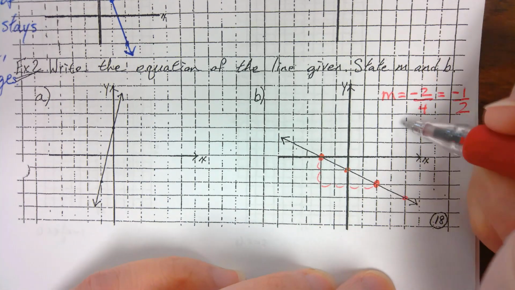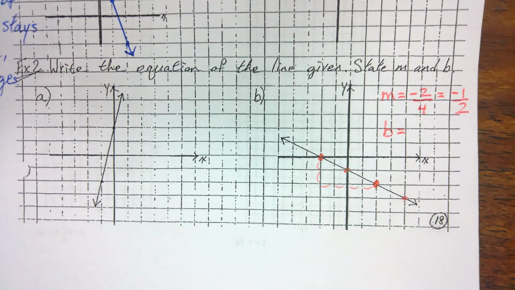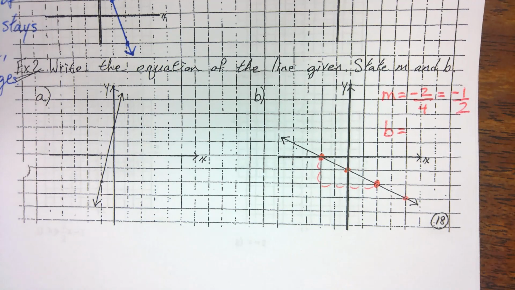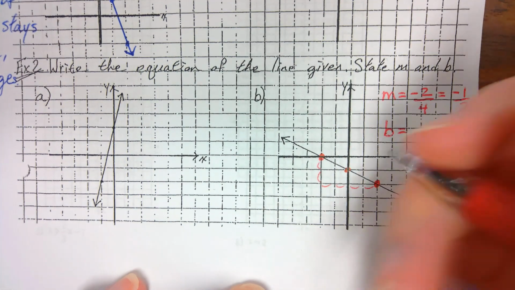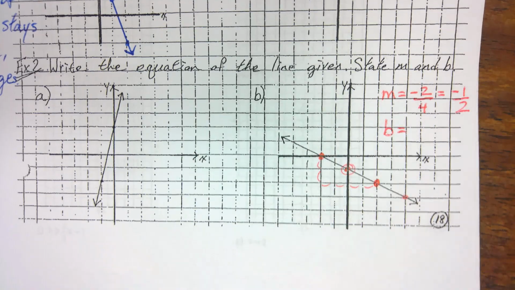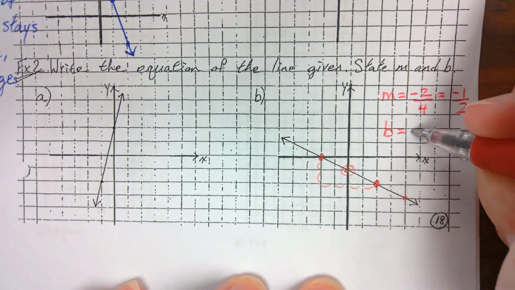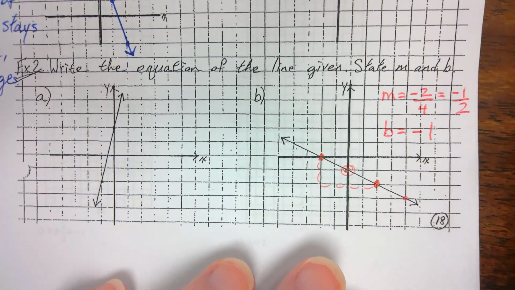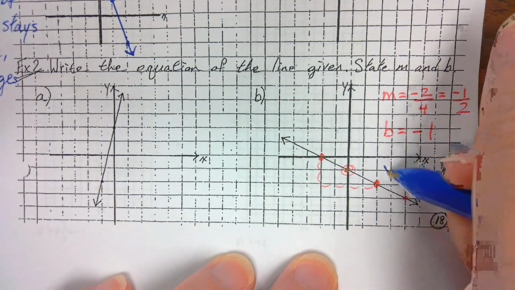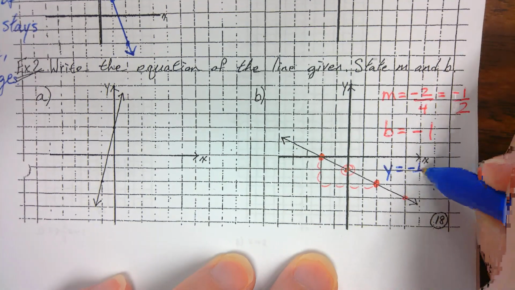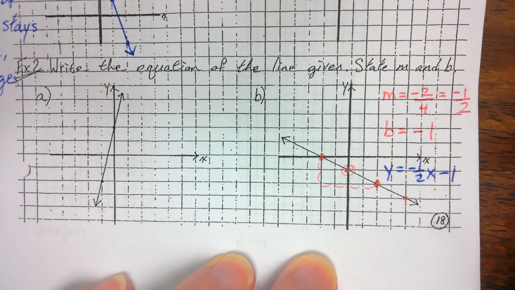Right? And then looking at this, what's my y-intercept? This point right here. Negative 1. Yeah. So Film, can you tell me the equation of this line then? y equals negative 1 over 2x minus 1. Perfect. Okay.